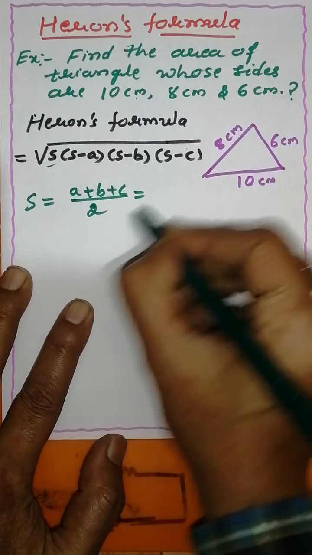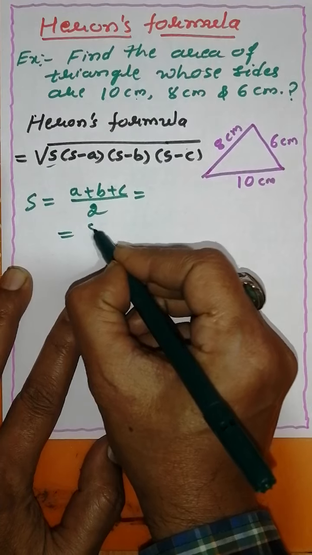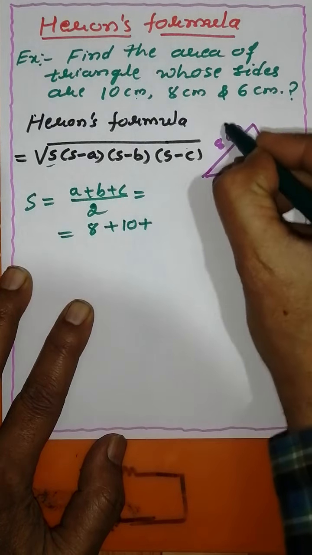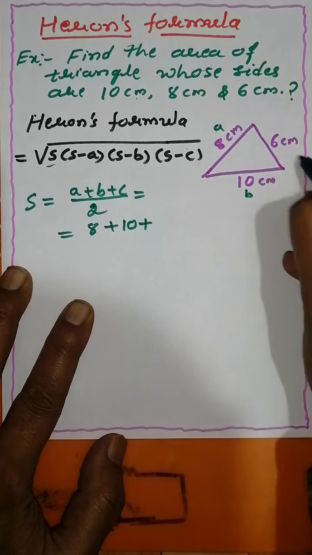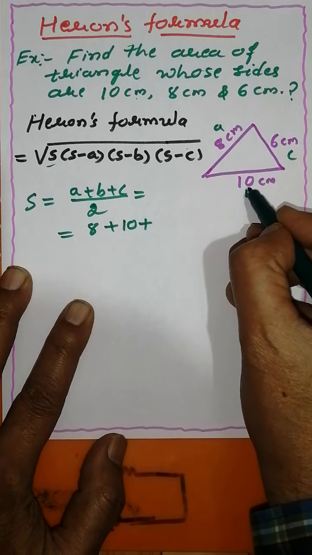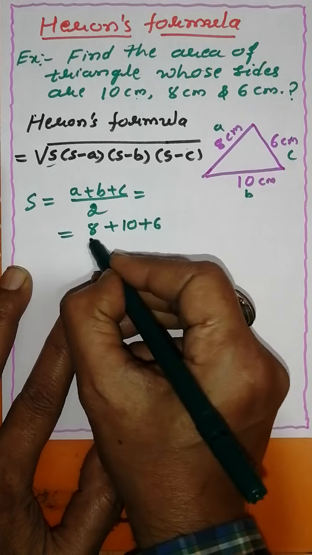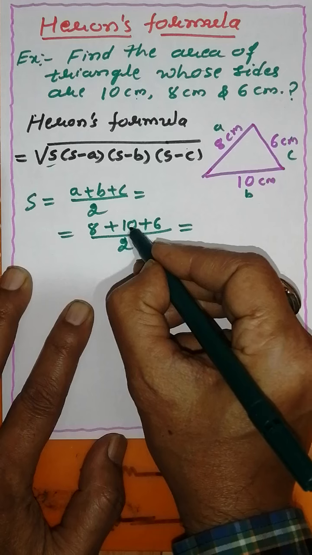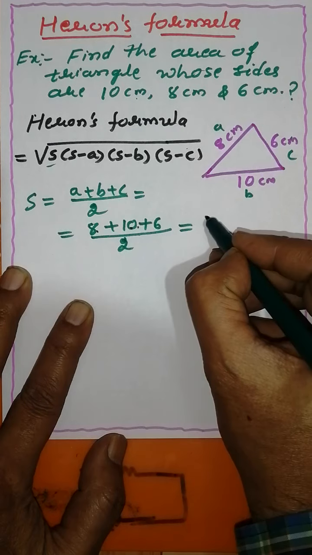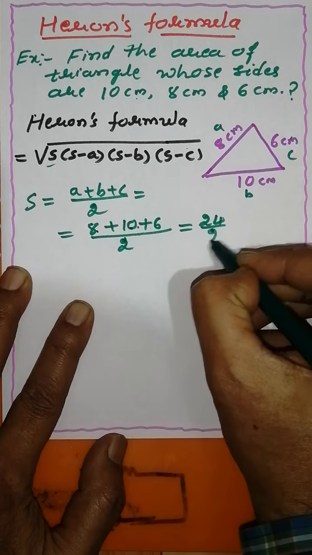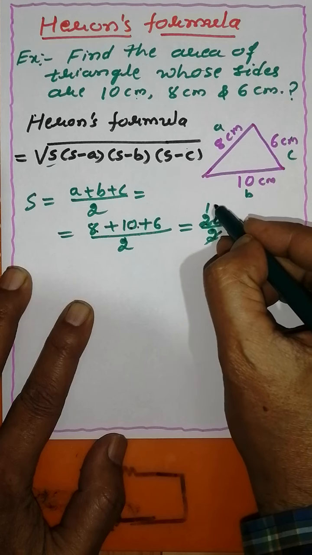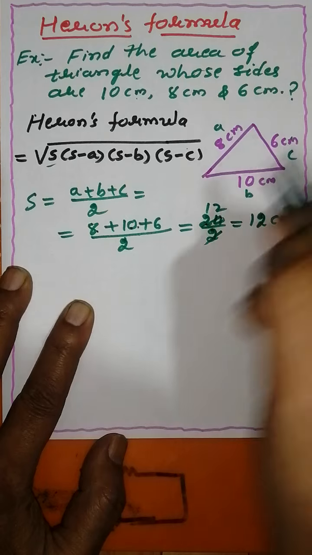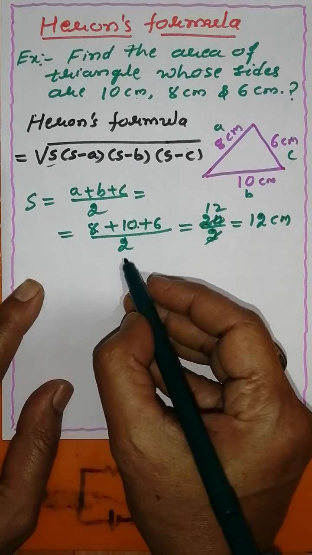Therefore, a is 8 centimeter, b is 10 centimeter, c is 6 centimeter. Call them a, b, c. s is 8 plus 10 plus 6 divided by 2. 10 plus 8 is 18, 18 plus 6 is 24, 24 divided by 2: 2 ones are 2, 2 twos are 4, so 12 centimeter is the semi-perimeter of the triangle.